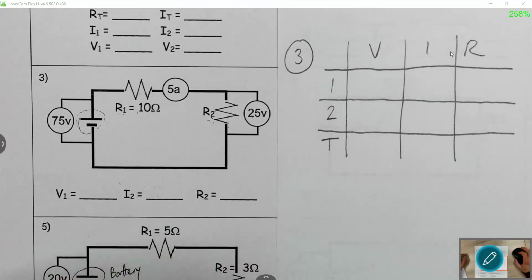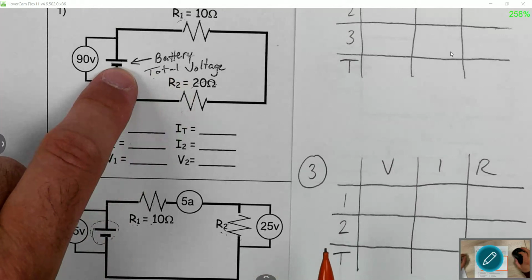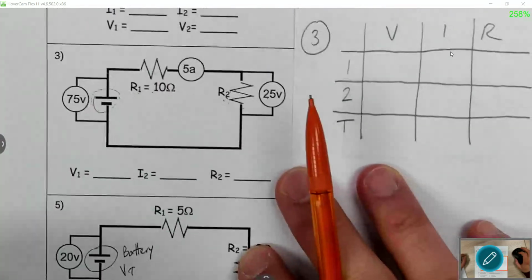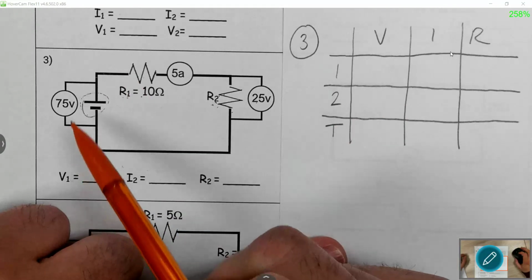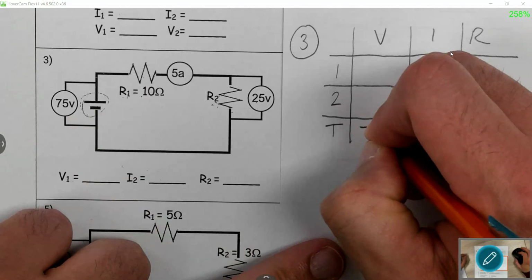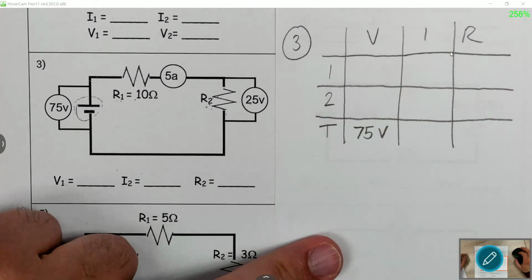All right, what are we given? Up here I wrote this symbol, and that symbol is your battery, which is always the total voltage. So do we have that? We do. We have 75 across the battery, so 75 is going to be our total voltage. What else do we have?